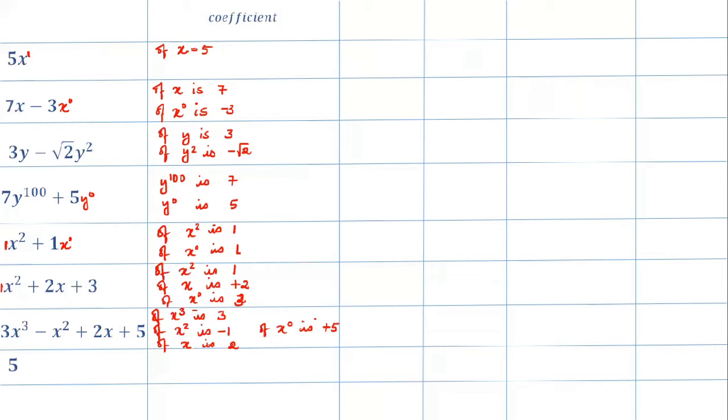Now consider a term 5. It is also a polynomial. Here you can write any variable raised to the power 0. You can write x to the power 0 also, y to the power 0 also, z to the power 0 also. Any number raised to the power 0 is 1. I can write y to the power 0 also. So coefficient of y to the power 0 is 5, because 5 into 1 is 5.